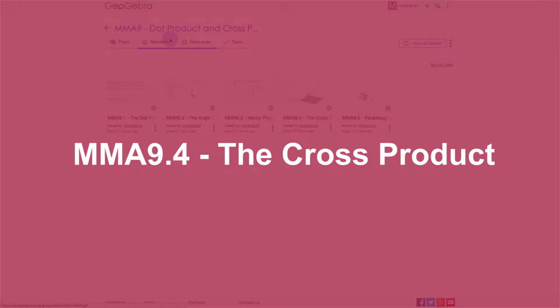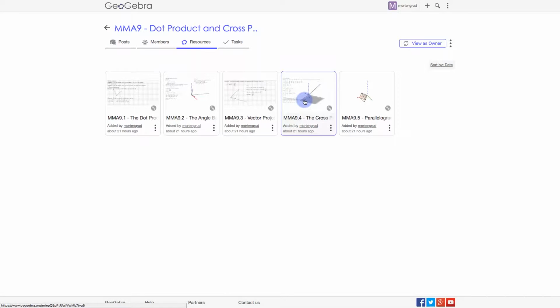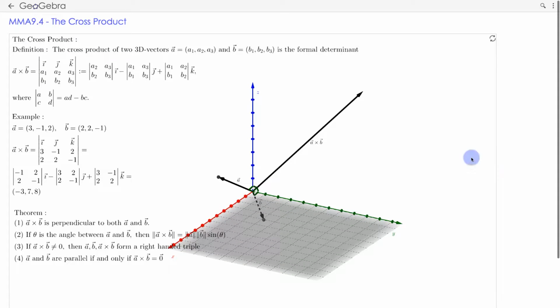So now we have had something about the dot product. Now comes the cross product. This looks complicated. In a sense, it is, I would say. So we now have the cross product.